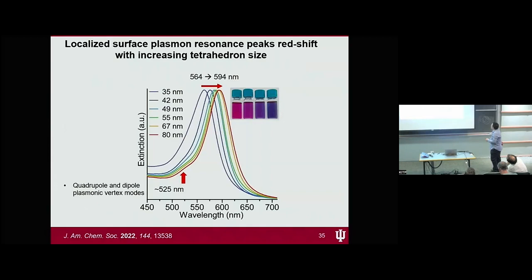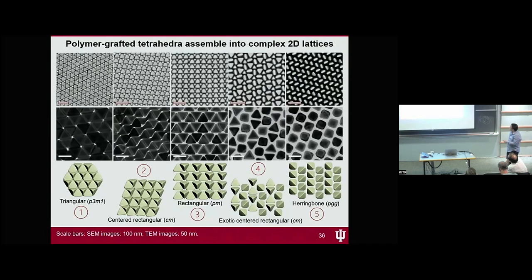So I want to highlight one example before I wrap up, which is we look at not only three-dimensional assembly, but also two-dimensional assembly behavior of tetrahedra. These are essentially the exact same tetrahedral core. The only difference going from left to right is we are increasing the polymer ligand length gradually. And you see the rich diversity and complexity of the phases that are produced. So for each column, these are SEM image and TEM image and corresponding structure model.